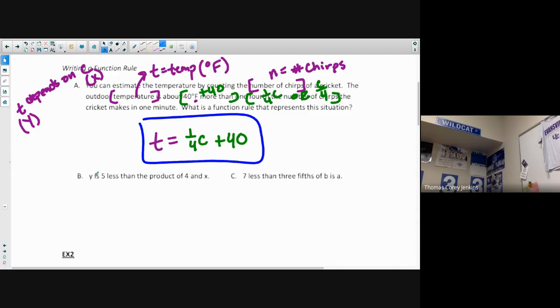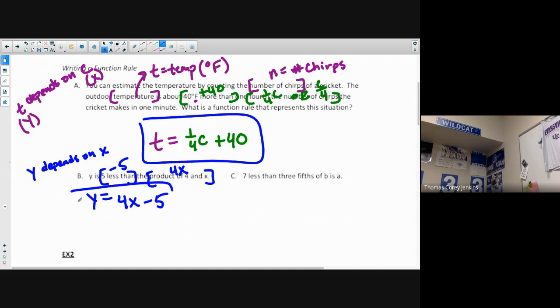All right, the next one says Y is less than, and so on. On this one, Y depends on X. So we're going to say Y equals. Y is another clue there. 5 less than, that's take away 5, not 5 take away. And then the product of 4 and X, that'd just be 4 times X. So we would normally just say 4X minus 5. The only other way you could really write that would be Y equals -5 plus 4X, but that just looks weird.